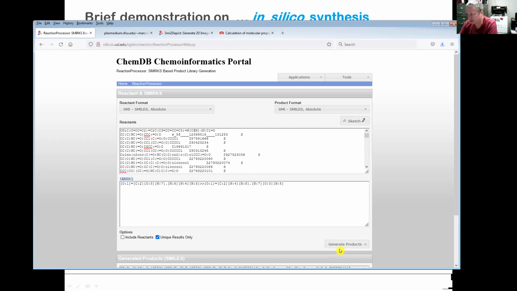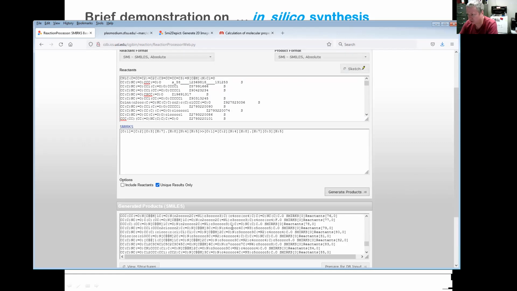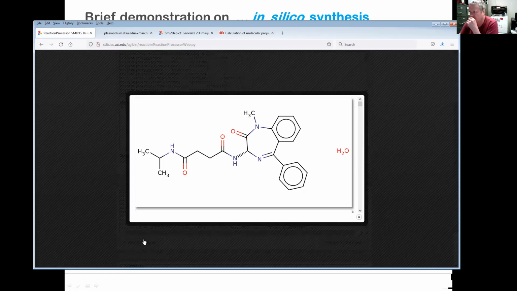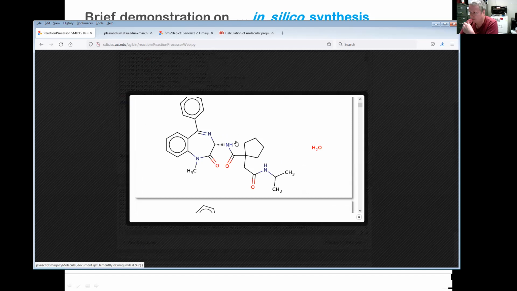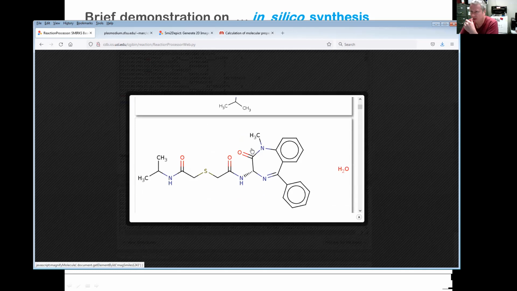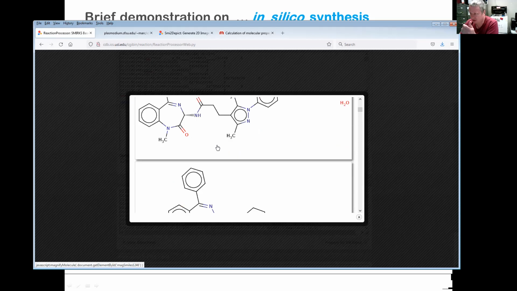Okay, so then I just hit generate products. And is it gonna work? Oh, there they are, yeah. Okay, so those are all the products of the virtual library I just created. And I can also view the structures. So these are all, right, the amine stayed constant, but the carboxylic acid changed. So we just created a virtual library of the one amine coupled to all those carboxylic acids, right?